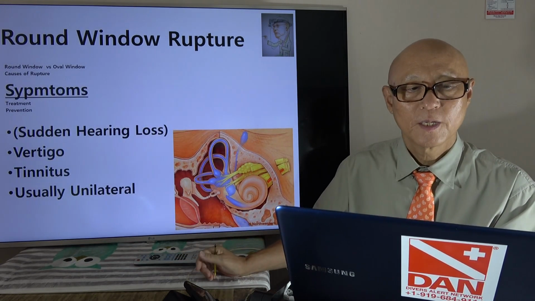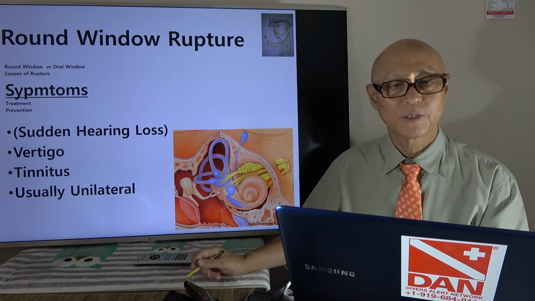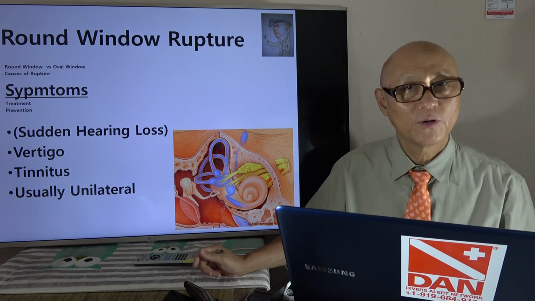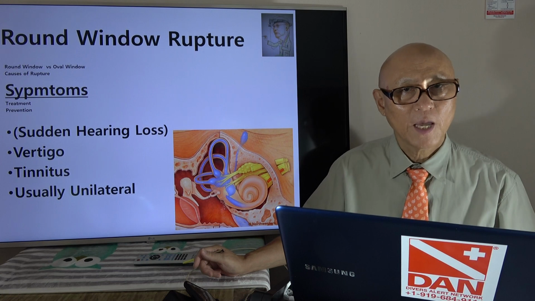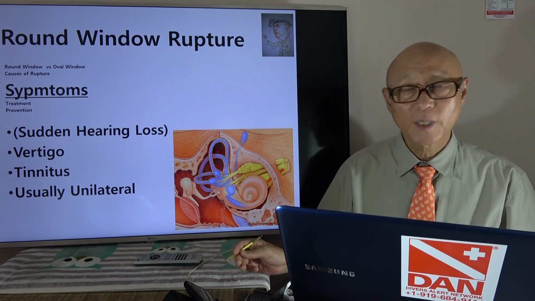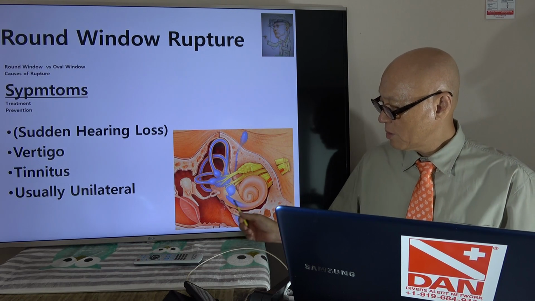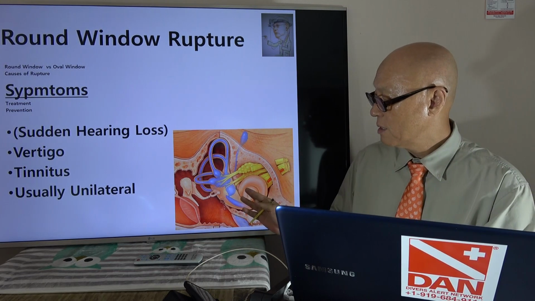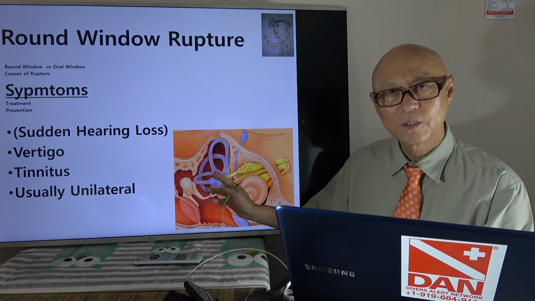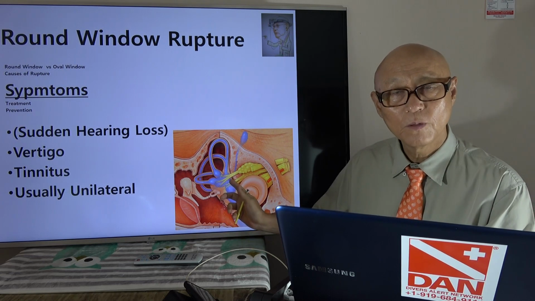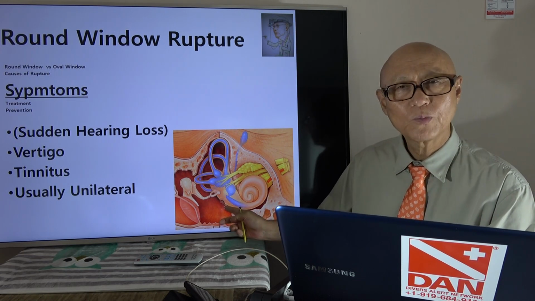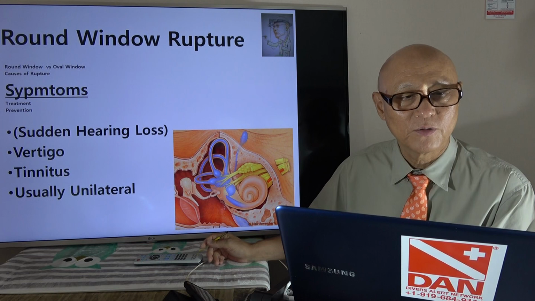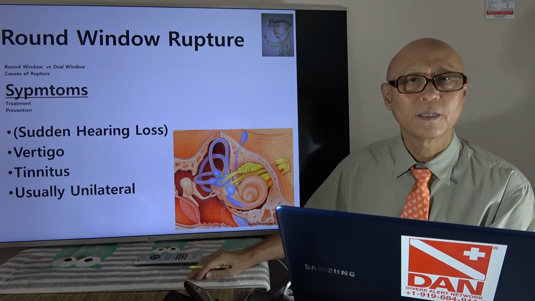Symptoms. Certainly there is sudden hearing loss that you can even feel underwater. You can feel vertigo, but this does not seem as frequent as hearing loss. It's because this round window part is mostly about sound, but the cochlea is also connected to the semicircular canals in the vestibule, which means if this rupture is very severe, the inner ear fluid can escape out of this, which means you can have vertigo and tinnitus.